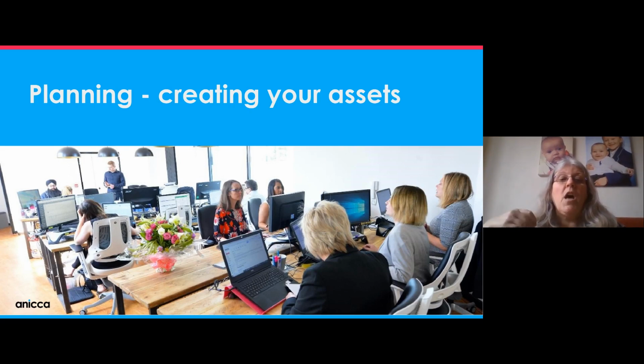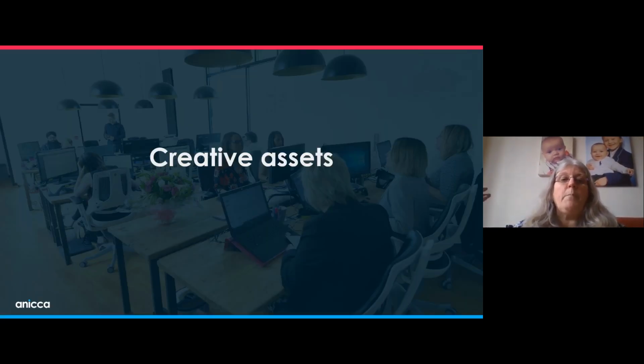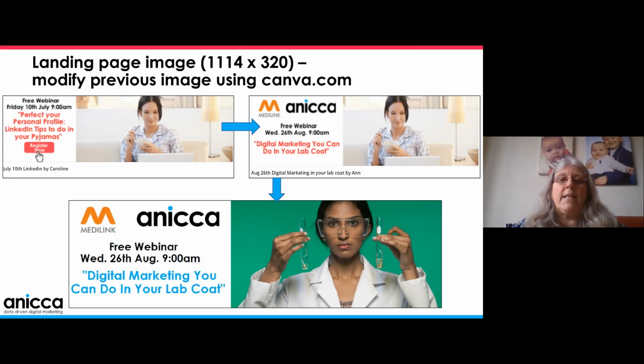The first section, I'm not going to show you live, but basically that's creating your assets, and this is using Canva. So what I do is I'm creating my header image for my landing page. You've got the size there. I take the previous one from Canva and then I gradually edit it. You can see I've changed the text.